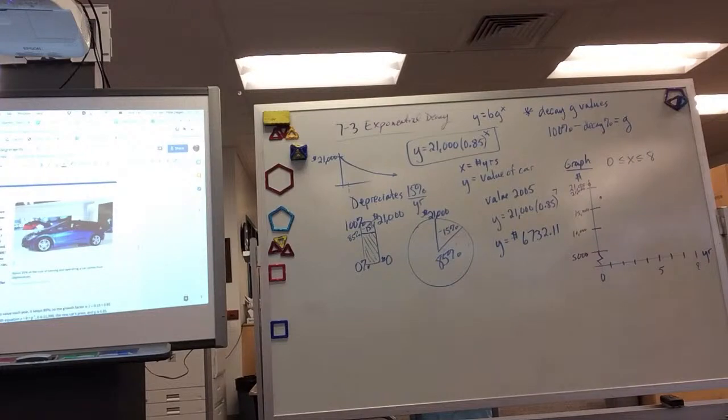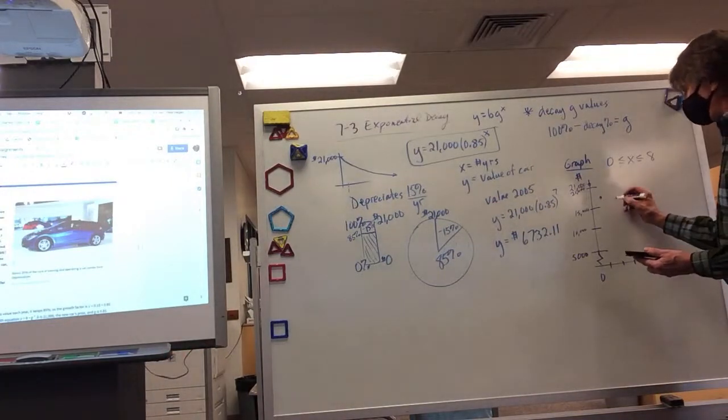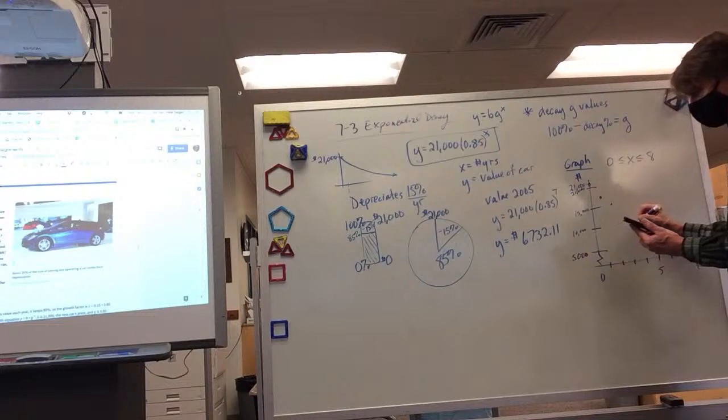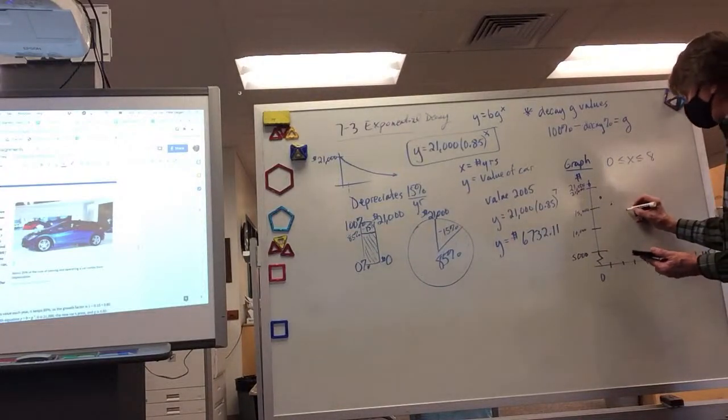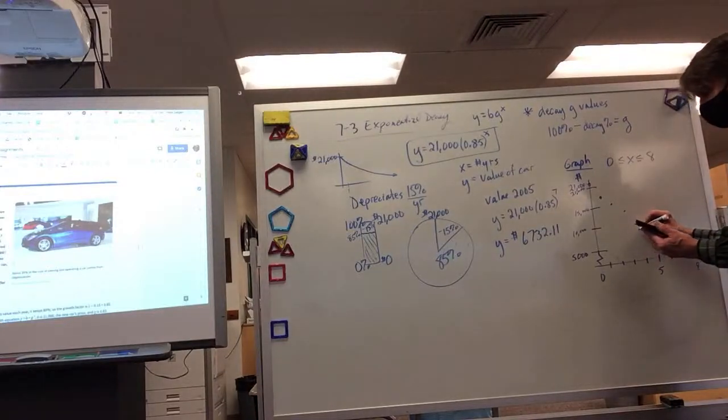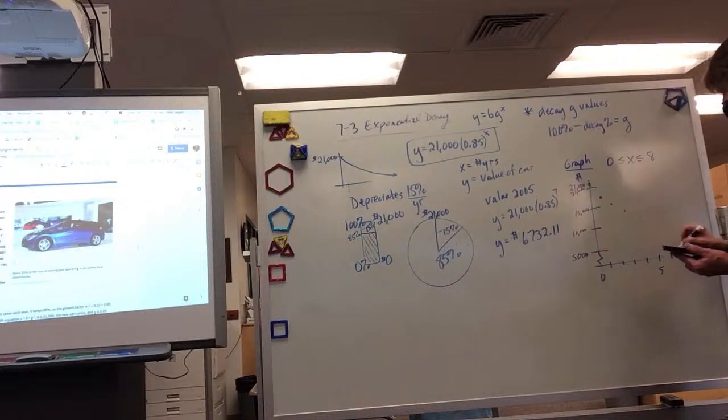Will the car ever be worth 0? Can this ever get to 0? No, you can't. Because you just keep taking a smaller and smaller and smaller quantity, and that will never be equal to 0. So, let's see, 2, 173. This is about 11. About 93.